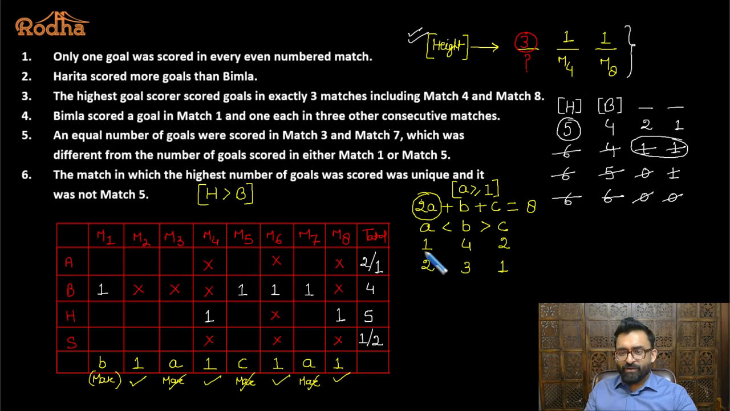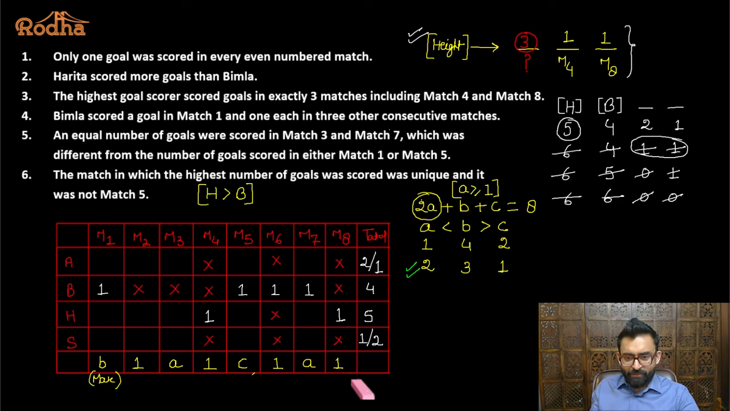I'll tell you why. If I take this case, let's say A is 2, B is 3 and C is 1. I've already established that B is the maximum number of goals. Is this feasible? I don't think so. I'll tell you why. Because if the number of goals scored by Harita is 3, that cannot be in match 2. Why? Because match 2 is having only one goal. That means it is not possible for Harita to score 3 goals in any even numbered match, because even numbered matches have only one goal.